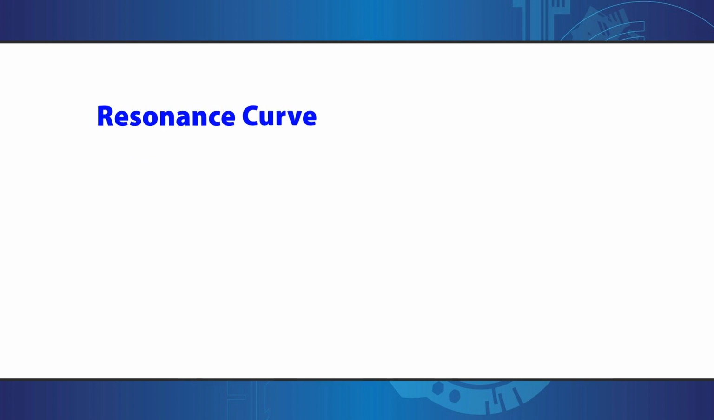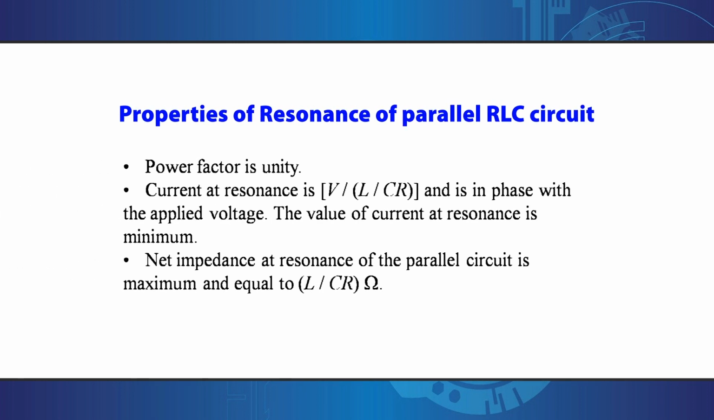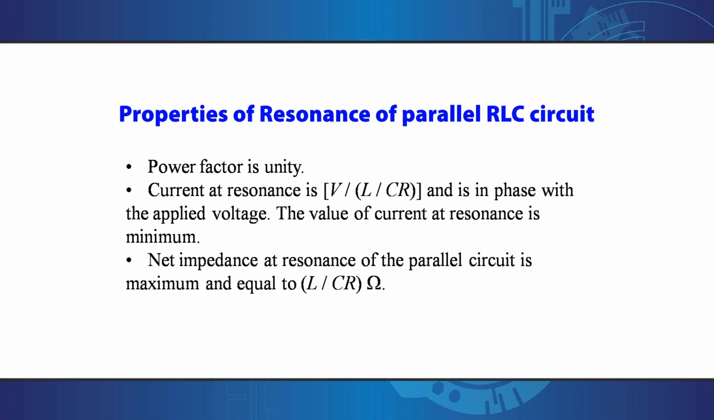Now we have to understand the resonance curve. Here you can see the resonance curve. Since admittance is minimum or impedance is maximum at resonance frequency omega naught, so current I is also minimum at parallel resonance. Now we have to understand the properties of the resonance of parallel RLC circuit.